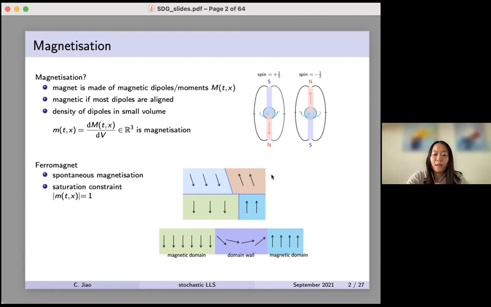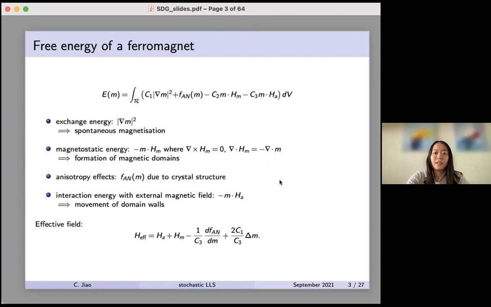So the Landau-Lifshitz equation describes the distribution of these magnetization vectors and sometimes the movement of the domain walls. These features of a ferromagnet exist because they are energetically favored. We write here the common form of the free energy of a ferromagnet over the region curly R. It consists of many commonly known energies.